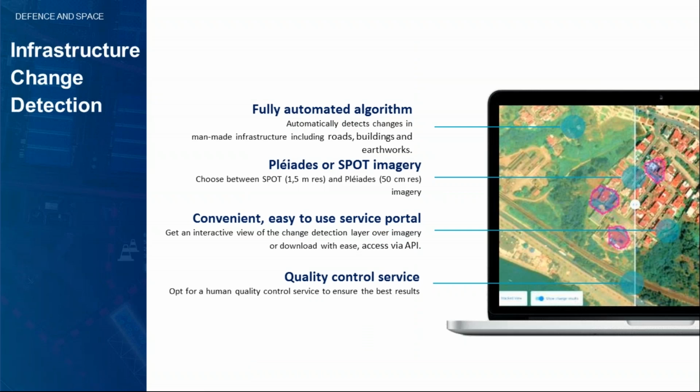First, let's take a look at the infrastructure change detection product. So this is a popular product that we have in our portfolio, which allows you to determine change between two dates. So change includes roads, buildings, and earthworks, and it does this by visually highlighting the areas that have changed. In terms of imagery, this service can be run to obtain immediate analysis on either SPOT or Pleiades imagery. So the service can be accessed by the OneAtlas Analytics portal, where you get an interactive view of the change detection layer over imagery, or you can download it with ease. So you can also access this product via API.